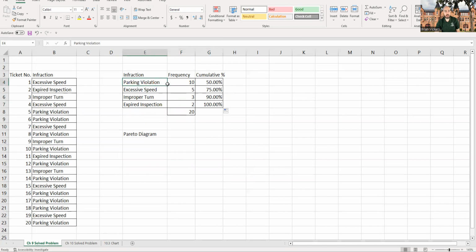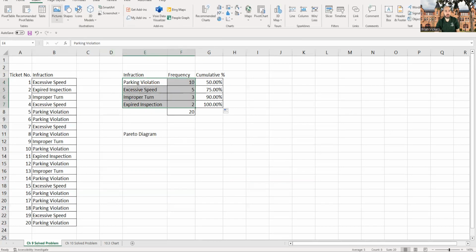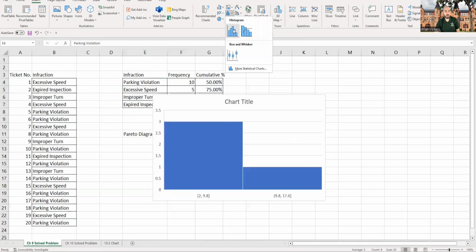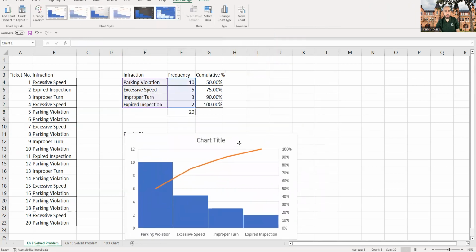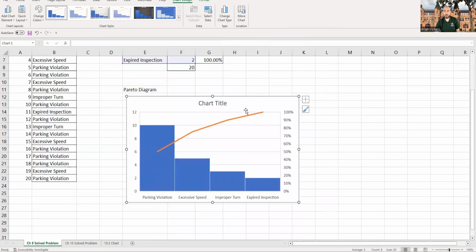So let's now insert a Pareto diagram. For that, we want to highlight just the infraction types and the frequency numbers only. We're going to go to Insert, and we're going to insert a Pareto chart. If we do that, we're going to put it in the box that I've got outlined on your template. And then please be sure to edit the chart title. If it just says chart title, you're missing out on some points there, because part of presenting data is making it understandable.